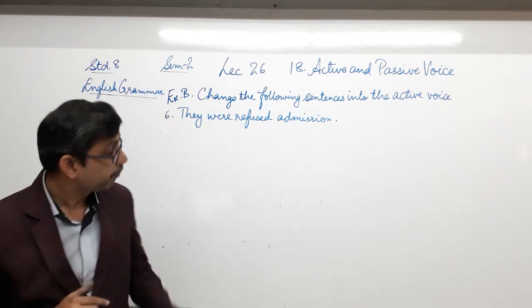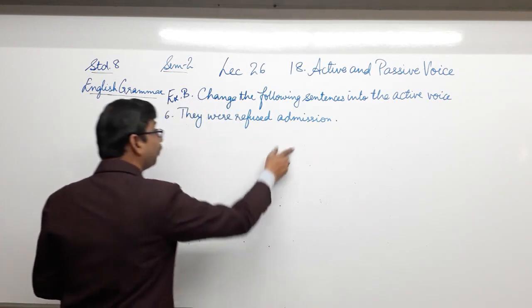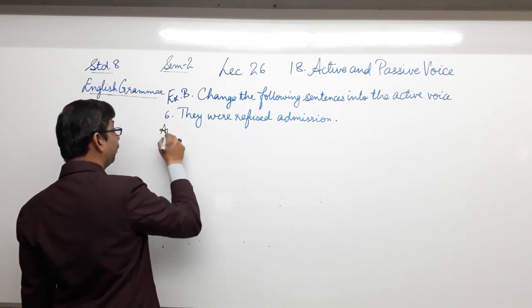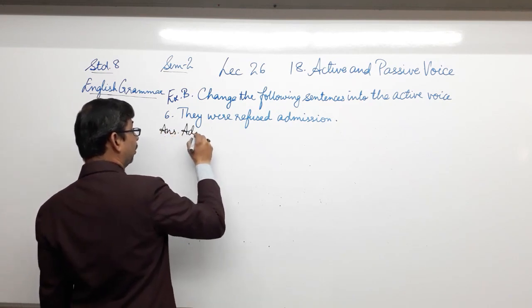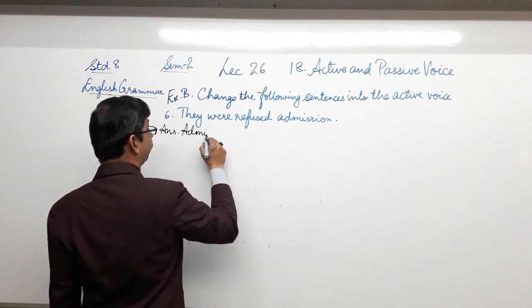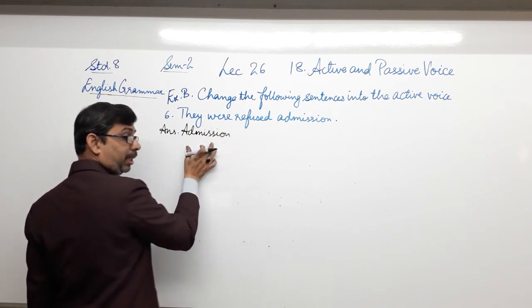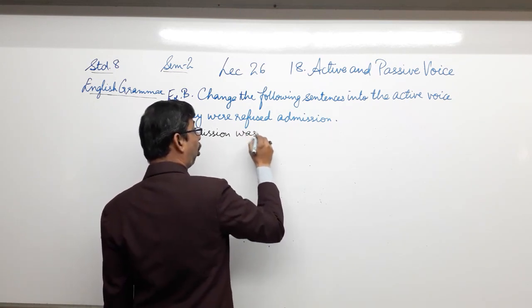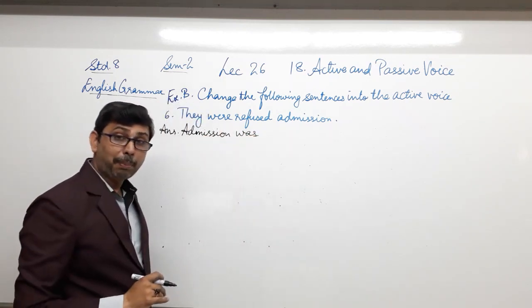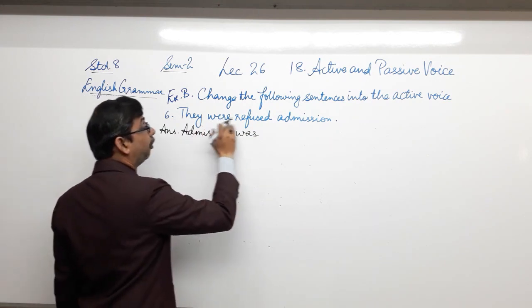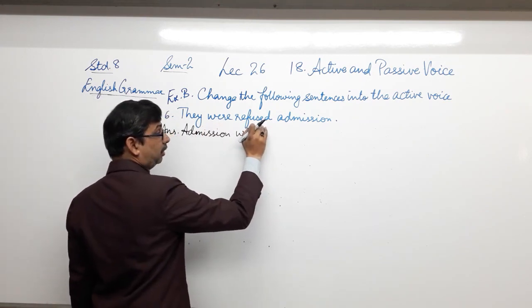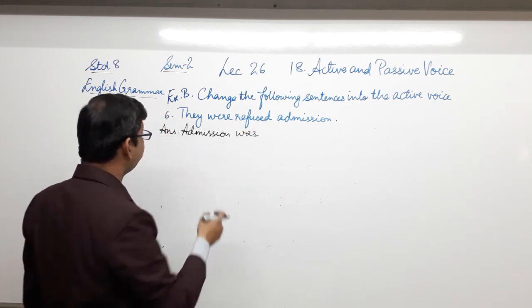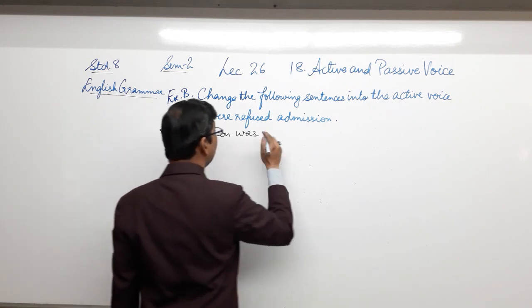Let us see how we will do this. We have the word admission playing the role of the object over here, which will now become the subject. Hence, we will begin writing admission as a noun, now playing the role of a subject. So, admission, a singular noun, hence we require the word was. Maintaining the simple past tense, because in the passive voice we have were refused, were not allowed to come inside. Admission, so that entry was not given to them. Entry or admission was refused.